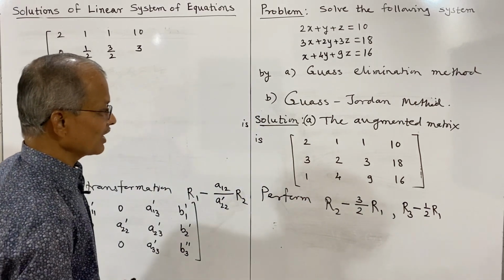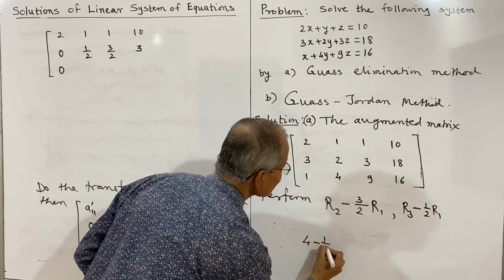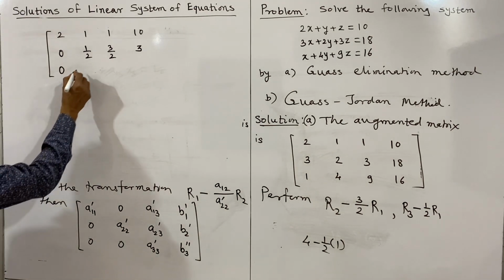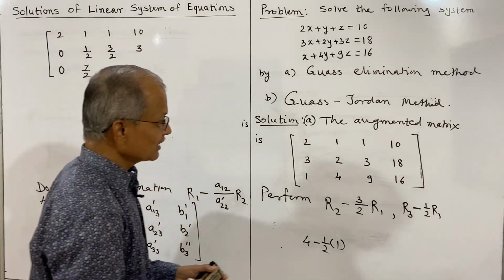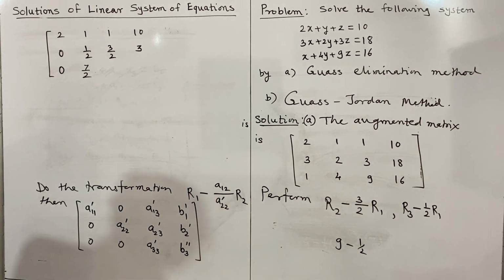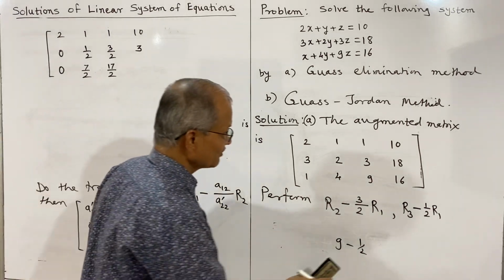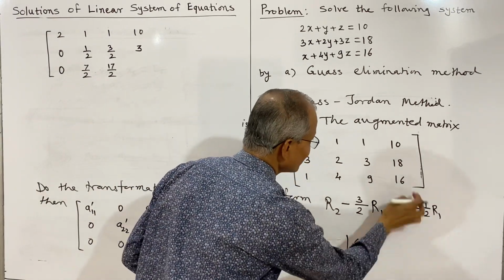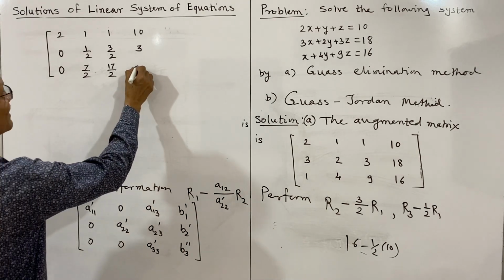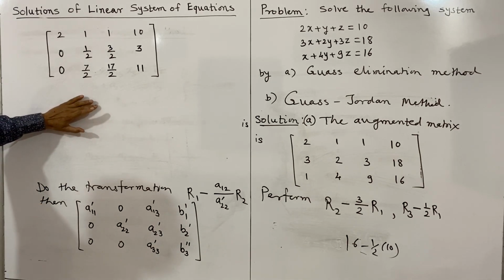So this is 1 minus 1 is 0, and then 4 minus half into 1, that is 7 by 2. And next is 9 minus half of 18... that is 17 by 2. And next will be 16 minus half times 10, or 16 minus 5, that is 11. So these are the elements we get at the first stage. So we have done the first stage in Gauss elimination method.